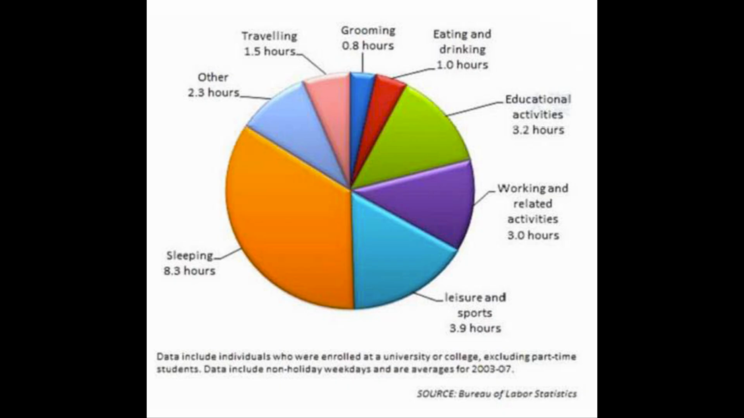The following graph gives information about students' hours spent at the university. The items include sleeping, leisure, and sports, grooming and so on. According to this graph, the value of sleeping is around 8.3 hours, and that of leisure and sports is lower, which is around 3.9 hours.